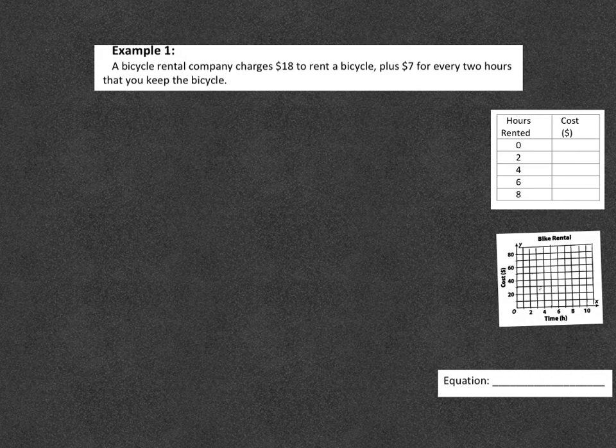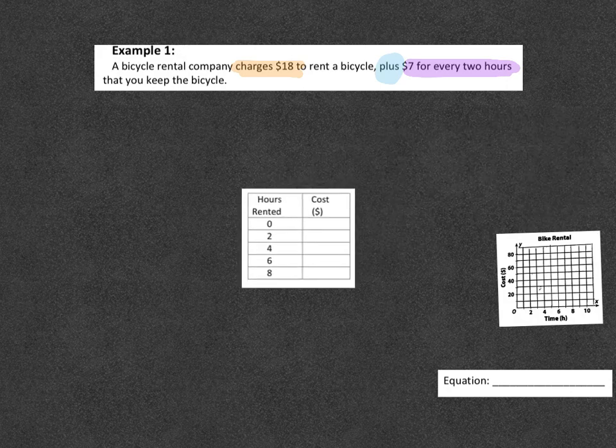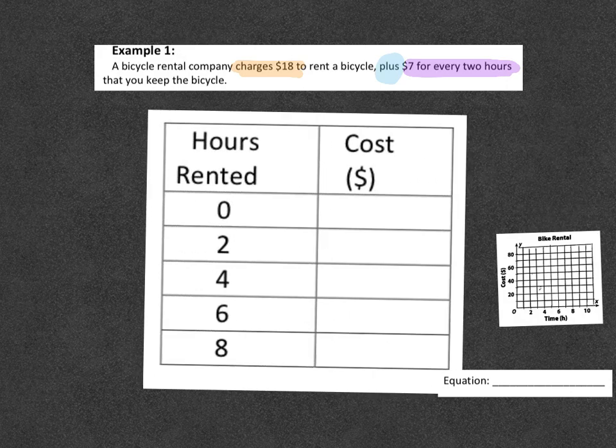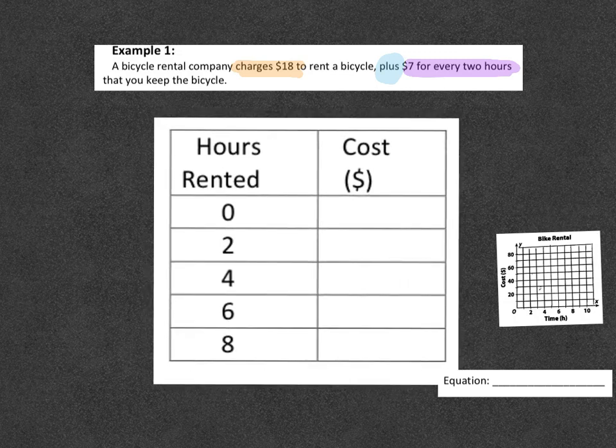So when we look at this, I'm going to identify some important information. They get charged $18, and then it also says that you're going to plus $7 for every 2 hours. Now let's take that information and we're going to complete this table. We'll put all that story problem in table format so it's easy to look at.